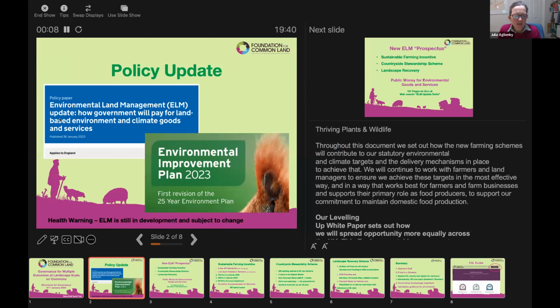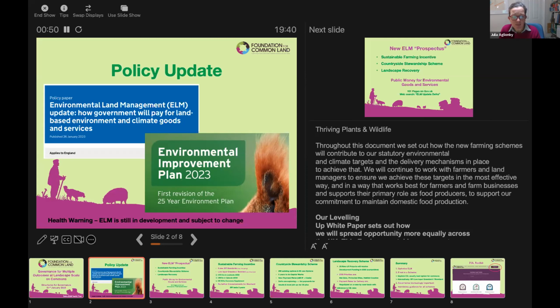So last week and this week, we've had two of the biggest announcements in the last 6 years since the decision was taken to leave the European Union. You may remember 5 years ago there was Health and Harmony, and we also had the 25-year environment plan. But in the last week, we've had both a policy paper on environmental land management, how the government will pay for land-based environment and climate goods and services, and also today, hot off the press, is the Environmental Improvement Plan 2023. So this is the first revision of the 25-year environment plan. So there's an awful lot going on at the moment.